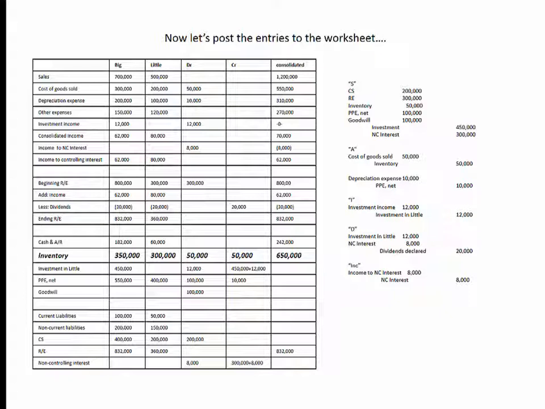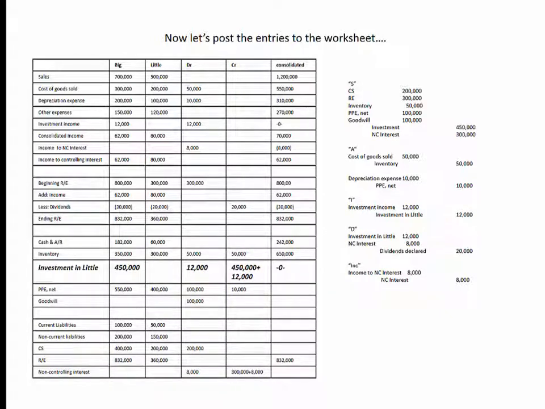Inventory, again, as reported, Big had $350,000, Little had $300,000, a total of $650,000. In the S entry, we wrote the inventory up by $50,000, but then in the A for amortization entry, we eliminated that additional inventory value. So basically, the adjustments to inventory are a wash, and we have inventory reported at $650,000.